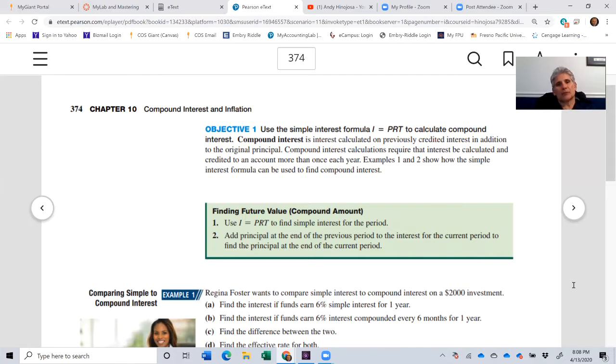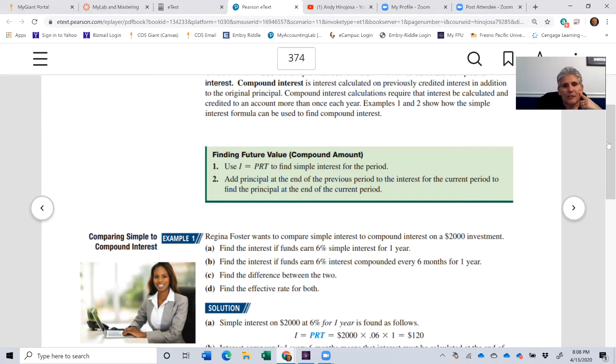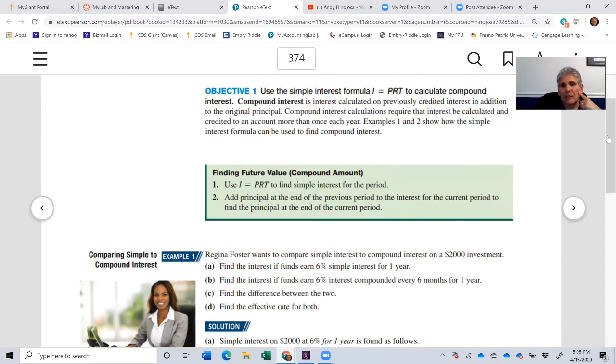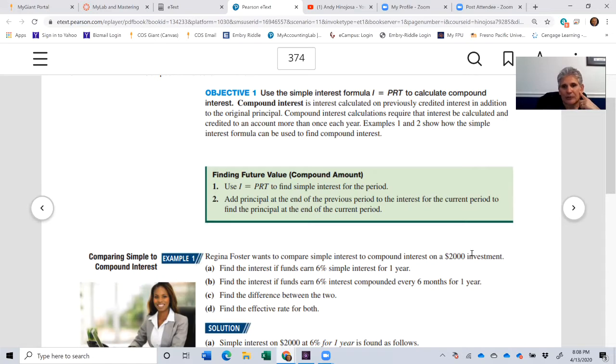Now, when we're looking at simple or compound interest computations, we can use the simple interest to find the amount, but you'll see we're going to have to be a little bit more careful, because it's going to be a number of computations, not just one. So as an example here, Regina Foster wants to compare simple interest to compound interest on a $200,000 investment. Find the interest if funds earn 6% interest for 1 year. Find the interest if the funds earn 6% interest compounded every 6 months for 1 year. Find the difference between the two, and then find the effective rate of both.